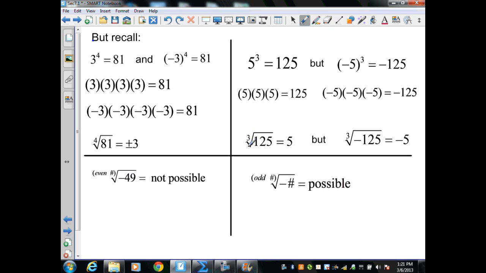Therefore, I know if I take the cube root of 125, I do have 5. 5 times 5 times 5. But I can also have a cube root of a negative 125, which is a negative 5, because a negative 5 times a negative 5 is positive, but times a negative 5 is a negative 125. Therefore, I can have an odd root with a negative radicand and have that be possible, as demonstrated above. So if I have an odd root, I can have a solution that is either positive, or I can have a solution that is negative.